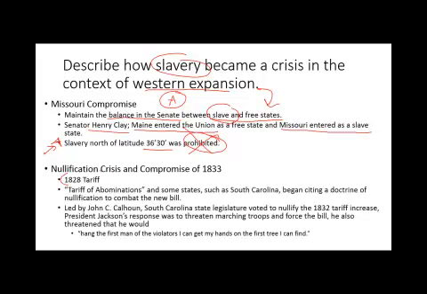Relating to 1828's tariff, the Tariff of Abominations. Well, if you analyze what's being presented here, we're looking at Southern politicians versus the Union, or the federal government as a whole. Okay, and you can see President Jackson's reaction to this as far as dealing with the nullification crisis. But how does this relate back to the context of slavery and Western expansion?